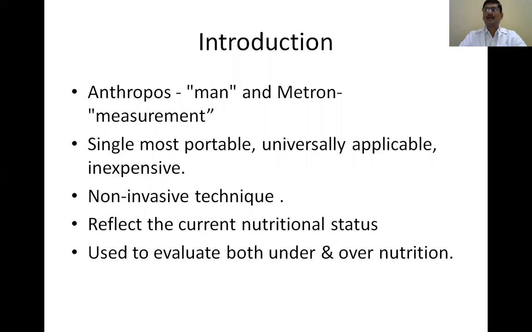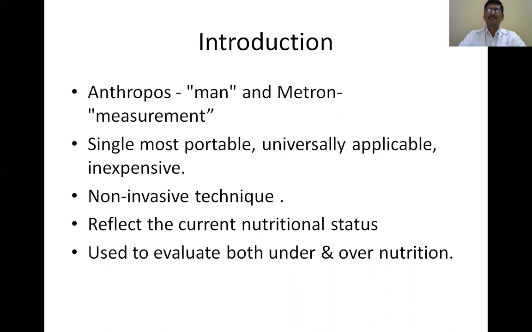not the adult. So why do we need to do these things? What is the importance of this? It is a simple, most portable method. It can be done anywhere. It doesn't require a sophisticated lab or instruments, and it is universally applicable. What is done here in India can be applied to the US or any other country or any other area of the geography, and it is inexpensive. It doesn't require any costly procedures.